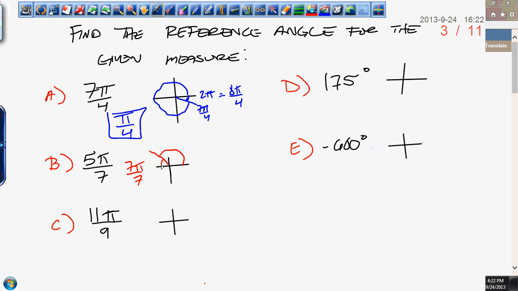So now I'm trying to figure out my reference angle. Well, if this is 7 pi over 7 and this is 5 pi over 7, I would need 2 more pi's over 7 to get to the x-axis.